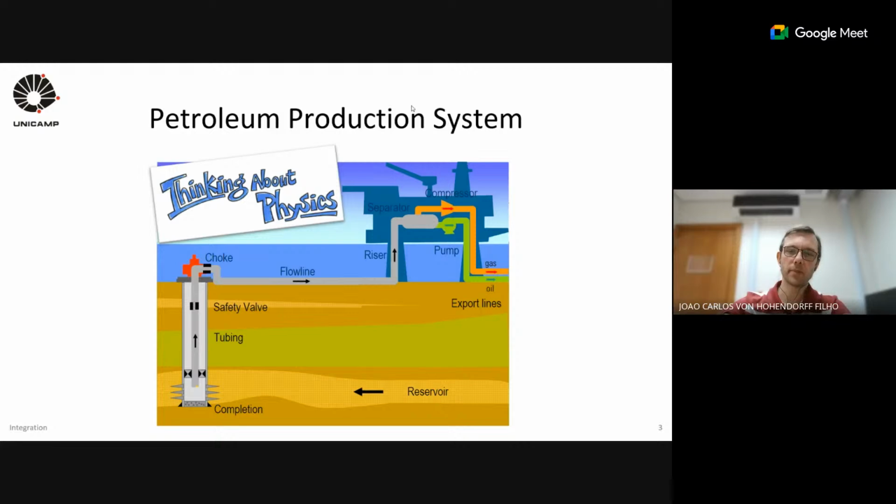So the idea is how to model this whole system, because you saw in the previous lectures this is a very complicated system. The reservoir has its physics behind, the pipes have their physics, and the topsides have their own characteristics about the physics. So the idea is how we can model this kind of problem.